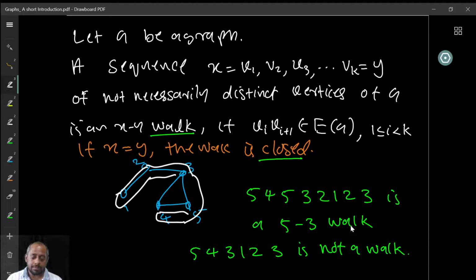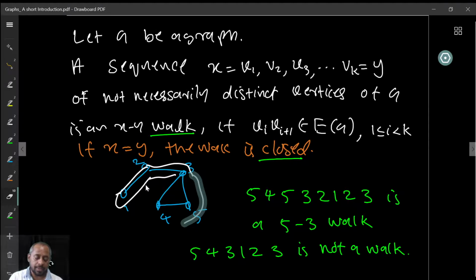Now, this walk is not closed because it starts from 5 and ends in 3. Now, if you look at, let's say, 5, 4, 3, 1, 2, 3, this is not a walk. So why is that not a walk? Because if you look at the sequence, 5, 4 is fine. Then 4, 3 is fine. Then 3, 1. Now 3, 1 is not fine because 3, 1 is not an edge. So therefore, I cannot jump from 3 to 1 because there is no edge from 3 to 1. So therefore, this is not a walk.